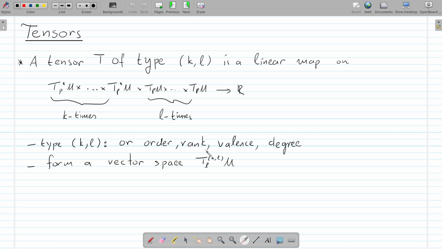The space of all tensors of a given type forms a vector space, which is denoted by T of M with the pair of indices k and L upstairs, distinguishing vector spaces corresponding to different types of tensors. A special case is the case where k is equal to 1 and L equal to 0, which gives us (1, 0) tensors. This space can be identified with the tangent space. So any (1, 0) tensor is a vector. Similarly, any one-form is a tensor of type (0, 1).